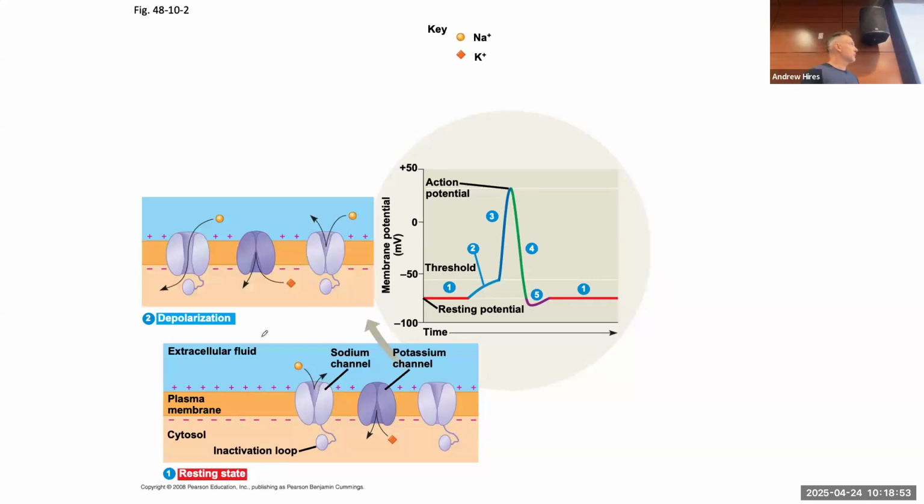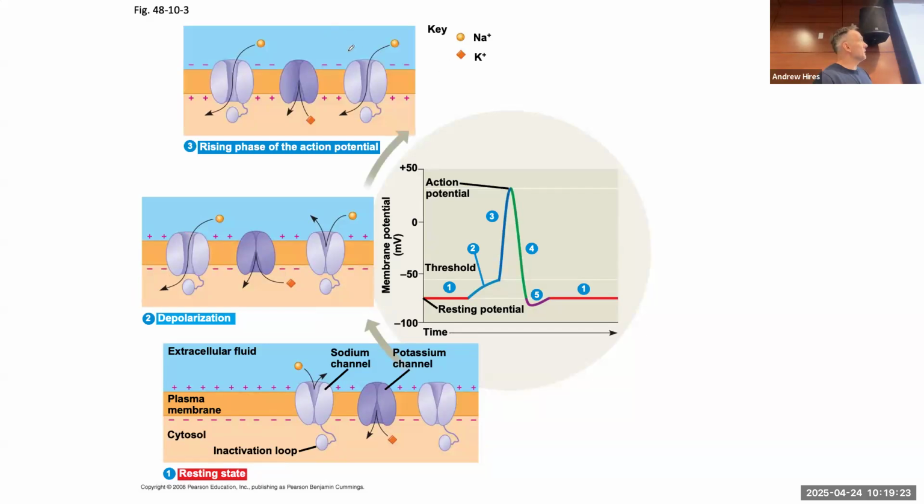If we get some sort of depolarization by some ligand-gated channel that's not illustrated here, now some of these voltage-gated channels start to open up. Sodium ions are going to pass in, which is going to cause a further depolarization, making the inside more positive than it was before, which is going to cause more voltage-gated channels to open up, which will cause more depolarization. That is going to cause this shoot upwards, the rising phase of the action potential, very fast, 100 microseconds.